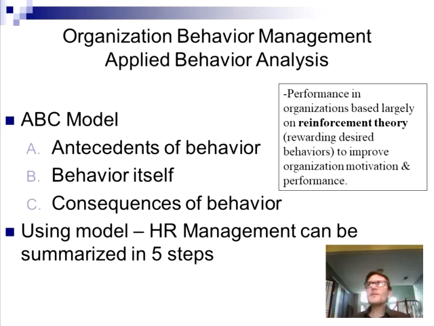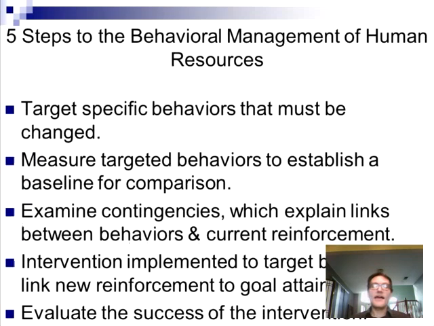Ultimately it works on the ABC model. We need to understand the antecedents of behavior. Where do they come from? We need to understand the behaviors themselves that are being exhibited, and we need to understand the consequences of those behaviors, hence ABC. And so there are 5 steps to a behavioral management plan used in human resources.